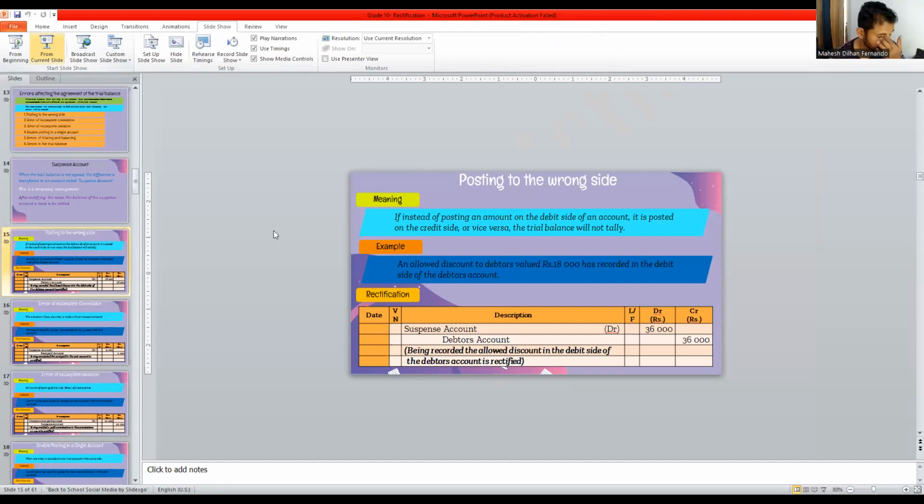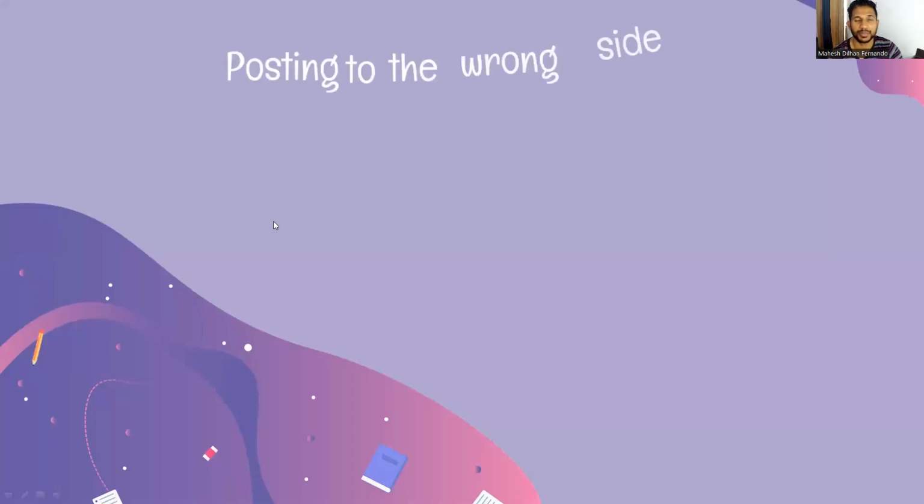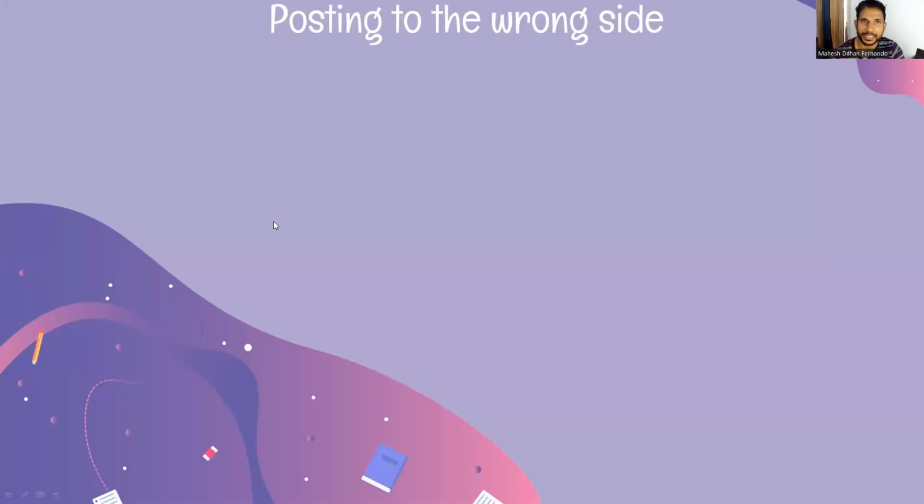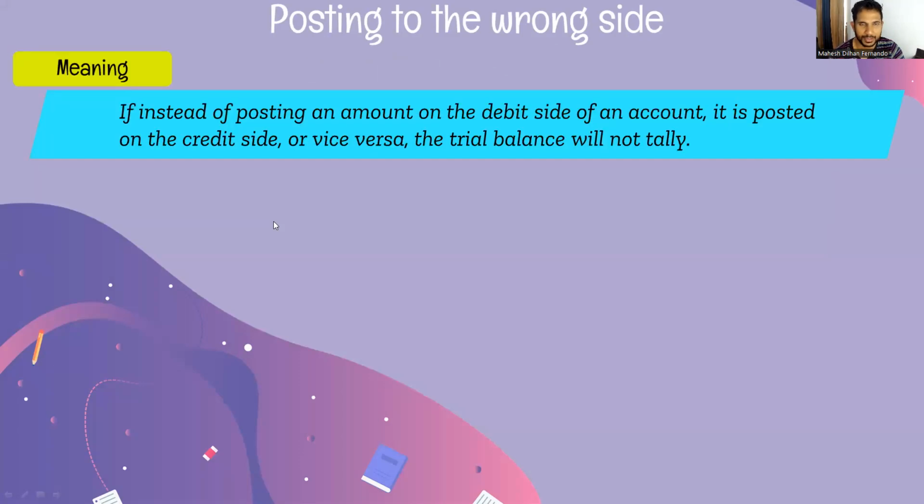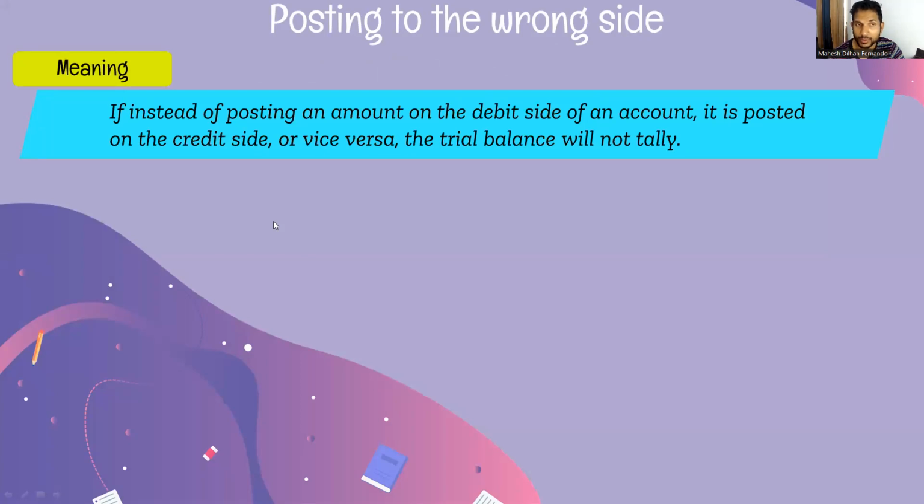I'm explaining all these things one after the other. First example, first category of error is posting to the wrong side. Okay, look at the description. Meaning is this. You have to note this down, but listen to me first. If instead of posting an amount on the debit side of an account, it is posted on the credit side or vice versa, the trial balance will not tally.